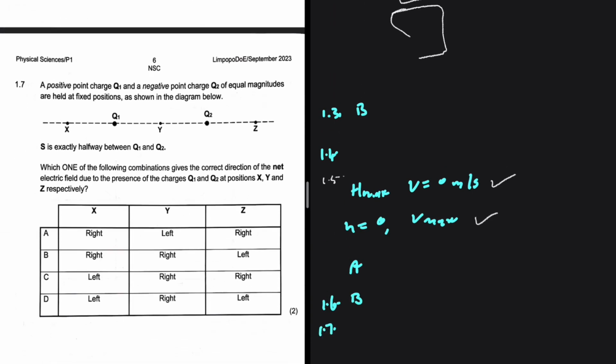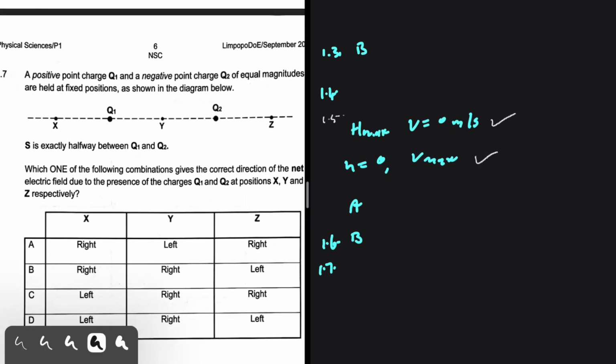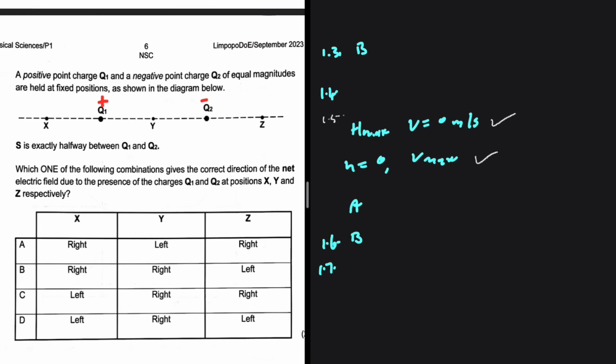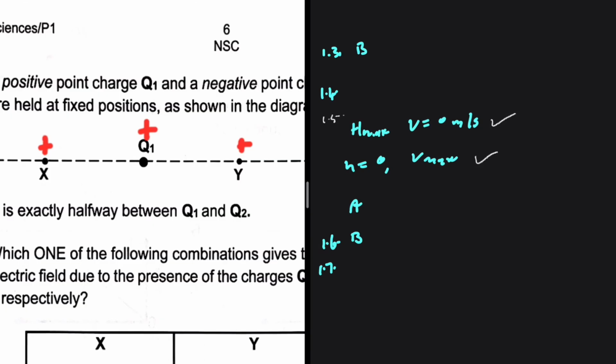1.7. A positive point charge Q1 and a negative point charge Q2 of equal magnitudes are held at fixed positions, as shown in the diagram below. So Q1 is positive and Q2 is negative. I need to put that there so that I don't forget. S is exactly halfway between Q1 and Q2. I don't see any S on the diagram, but maybe they are referring to Y. Which one of the following combinations gives the correct direction of the net electric field due to the presence of charges Q1, Q2 at positions X, Y, and Z respectively?